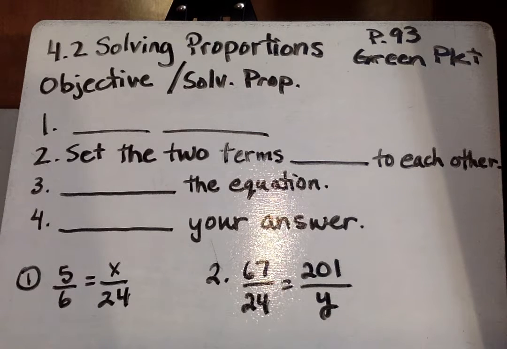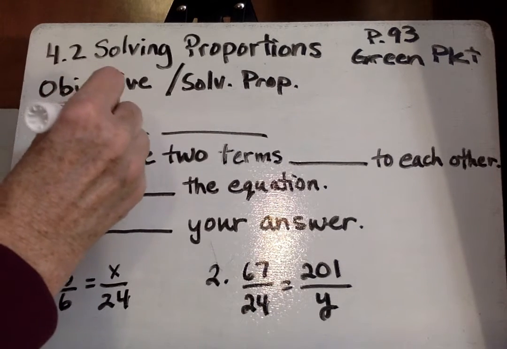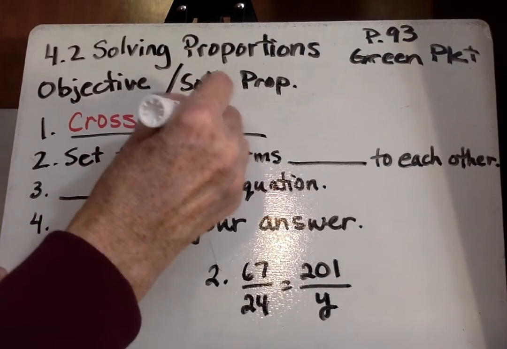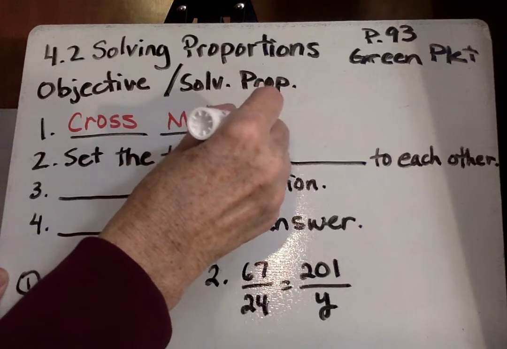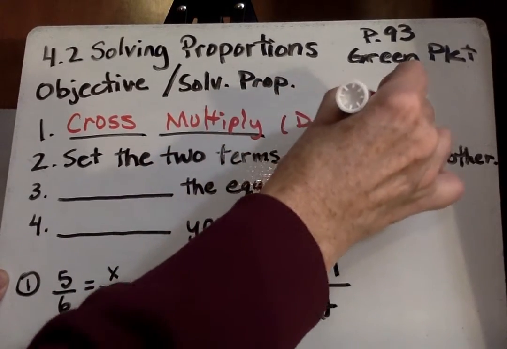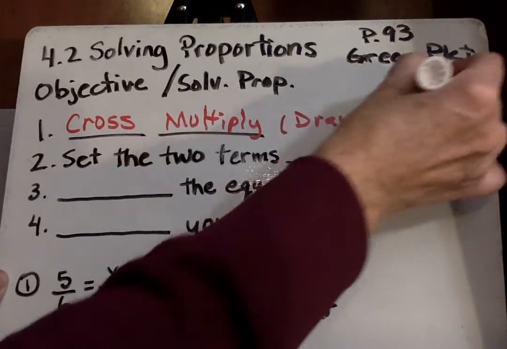When solving proportions, you are trying to find what value you can replace with the variable to make the two ratios proportionate, or equal to each other. Number one, to solve proportions, cross multiply. When I say cross multiply, that's what I mean by drawing the fish. Like that.